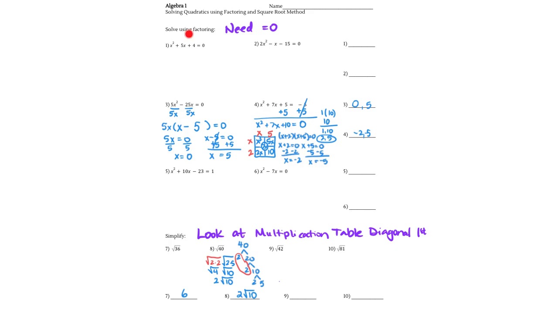Quick reminder, for factoring, we need it to equal 0 before we can factor. And for simplifying, remember to look at your diagonal along the multiplication table first. Now flip to the next side.